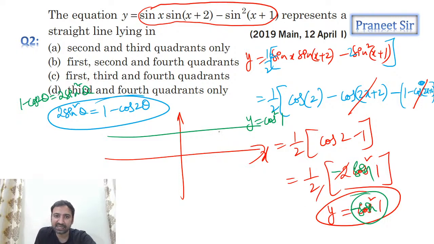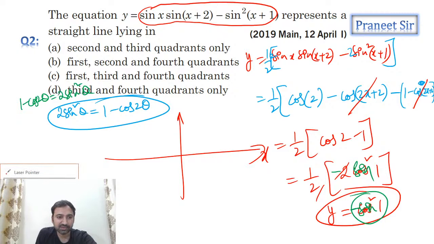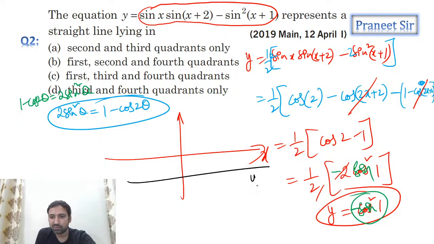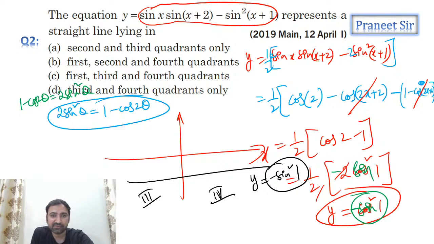So as it is negative, it should be below x-axis, guys. So finally we got y is equals to minus sine square 1. As it is negative, it is below x-axis. Below x-axis means it is in the fourth quadrant and the third quadrant. So where we are having third quadrant and fourth quadrant, option D is the answer.